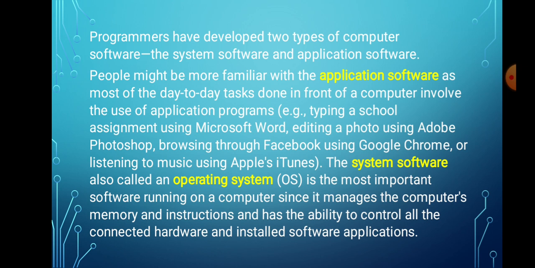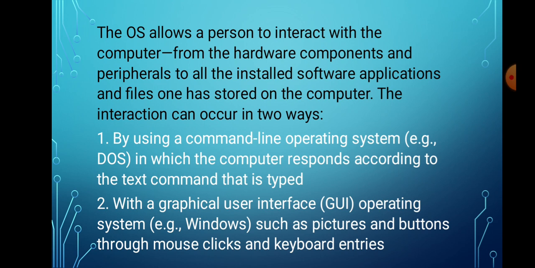The system software, also called an operating system or OS, is the most important software running on a computer since it manages the computer's memory and instructions and has the ability to control all the connected hardware and installed software applications. The OS allows a person to interact with the computer, from the hardware components and peripherals to all the installed software applications and files stored on the computer.